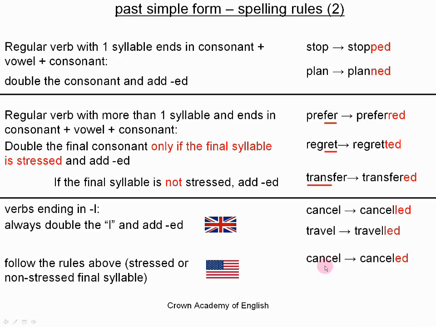So, example, in American English, cancel is canceled, and travel is traveled, without the double consonant. And it is because the first syllable is stressed. Okay? So those are the rules.